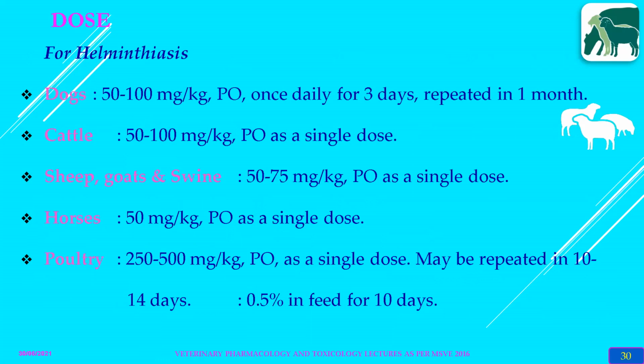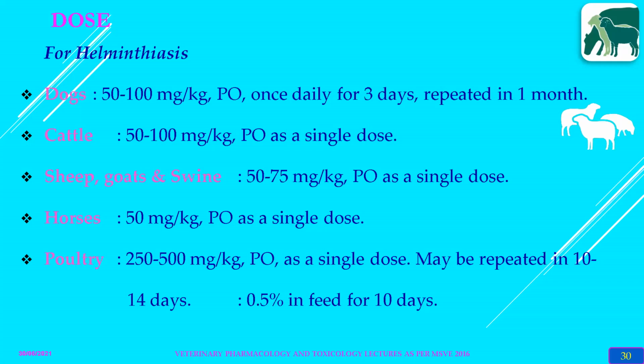So how to remember the doses? Usually it starts with 50 to 100 milligram per kg, especially for helminths in cattle, and it is administered as a single dose. It is not a long-acting drug, but in spite of that, it is effective as a single dose. In horses, half the dosage recommended for cattle should be used as a single dose. Whereas in poultry, 250 to 500 milligram orally as a single dose is recommended, and may be repeated in 10 to 14 days.